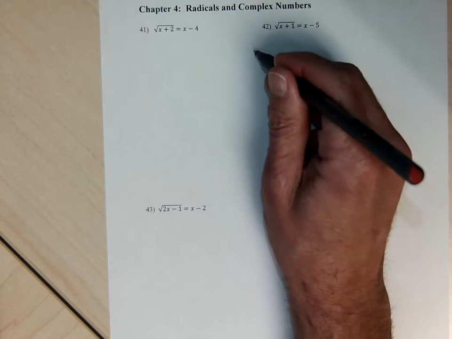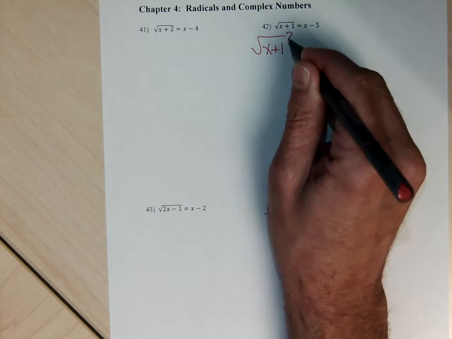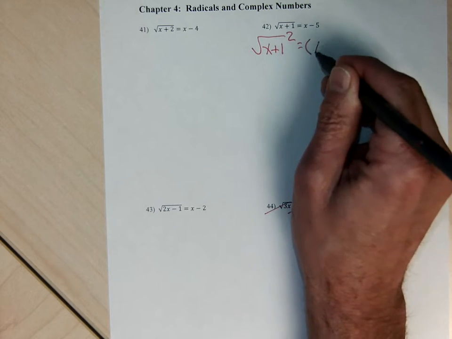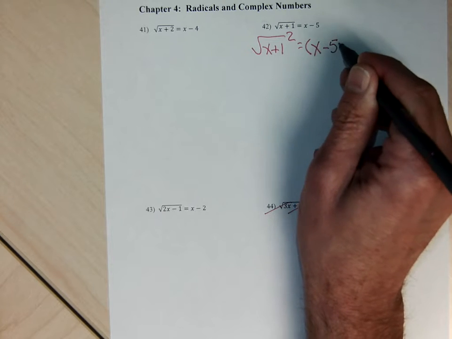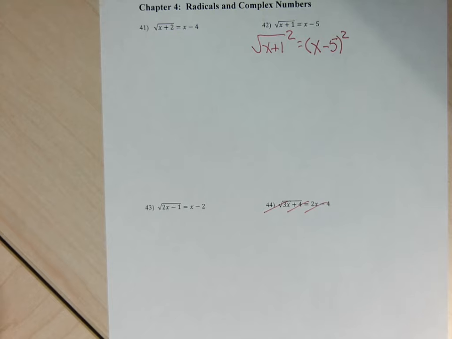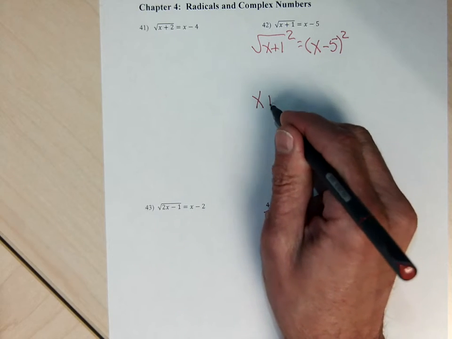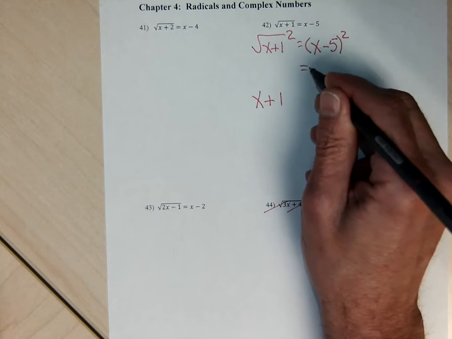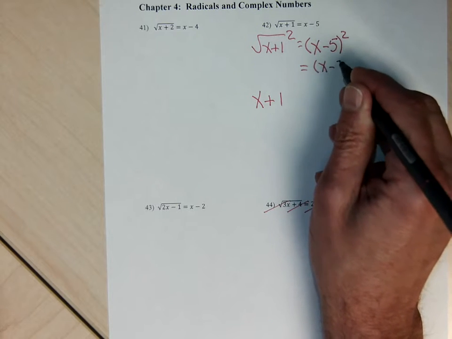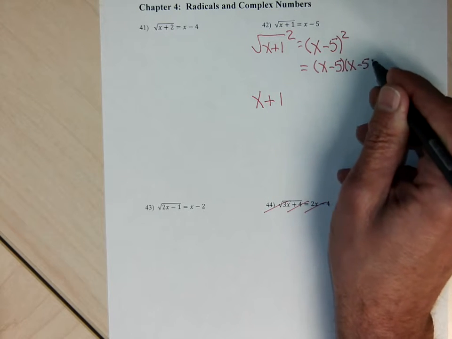In 42, I'm going to square both sides to get rid of the radical. The dangerous thing is it's hard to square that right-hand side. When I'm squaring the right-hand side, I have to put it in parentheses, and squaring is tricky on that side. The left-hand side, when I square it, I just get the x plus 1. The right-hand side, when I square it, I need to create two parentheses with the same sign in them and do the 4 multiplications.